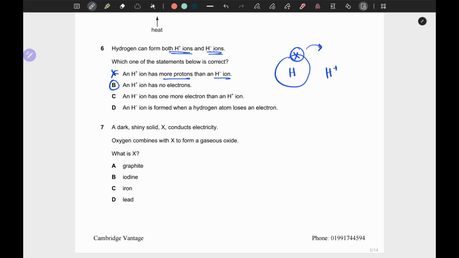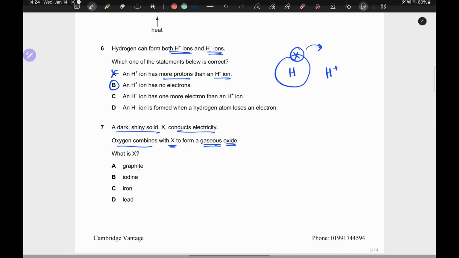Number 7, a dark shiny solid conducts electricity. Oxygen combines with X to form a gaseous oxide. What is X? So let's look at our options. It conducts electricity, so it must be something that has delocalized or free electrons. So it can't be iodine, because iodine doesn't conduct electricity. Now it's between graphite, iron, and lead.